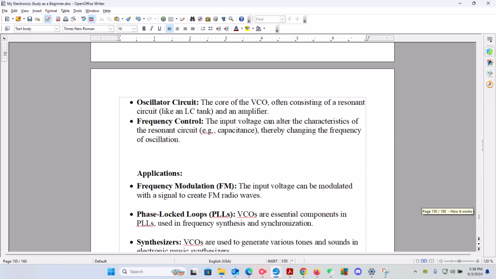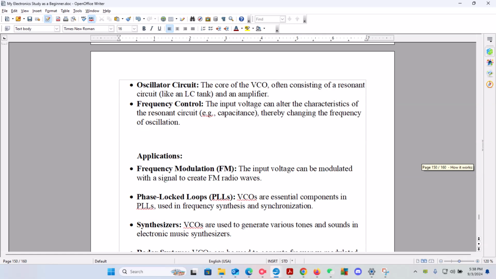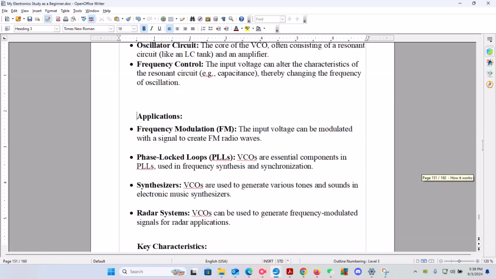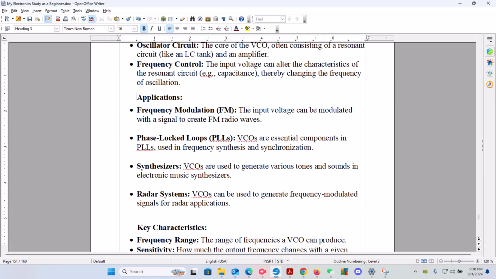Now, when it comes to applications, we can consider the following. Actually, I wonder if I can just move this up a little bit. Okay, so I don't need that much space in between.